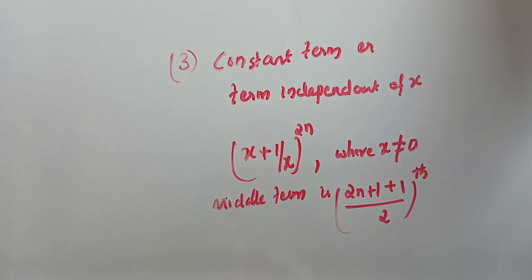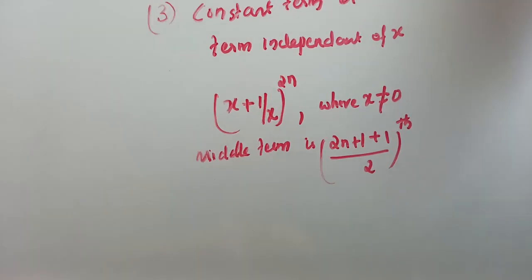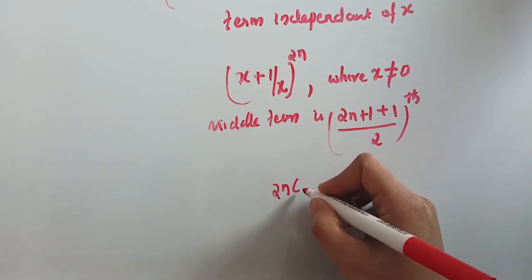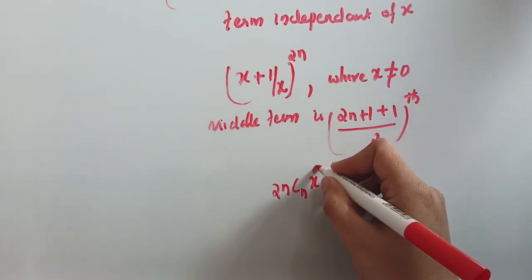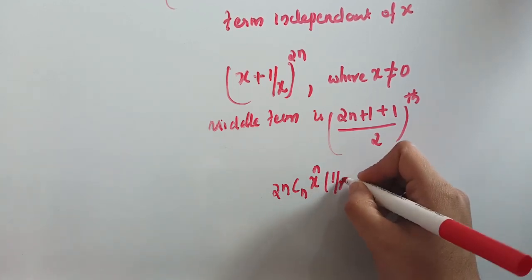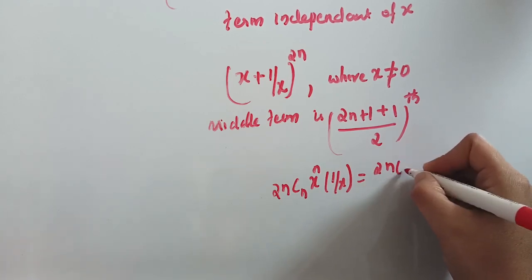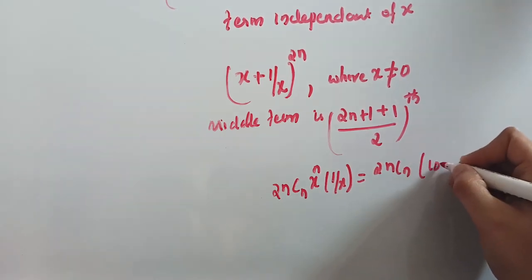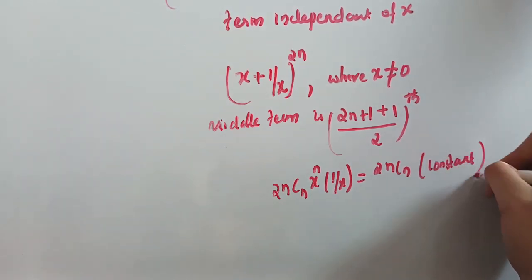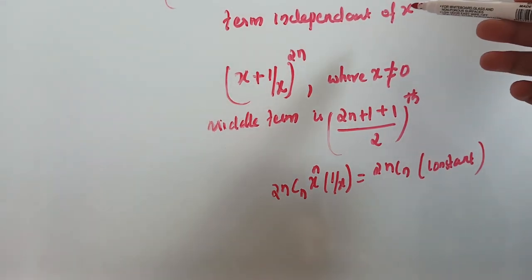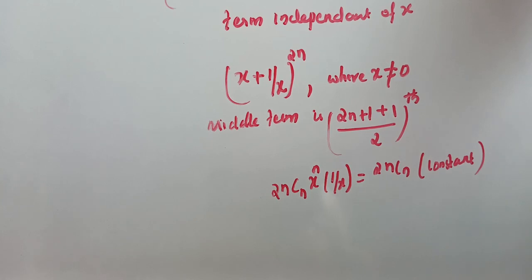That is, the n plus 1th term, as 2n is even. Therefore, we can write 2nCn x raised to n into 1 by x raised to n, which equals 2nCn, which is a constant. Therefore, this term is called the constant term or the term independent of x. That is, this term does not have an x term, it is a constant.